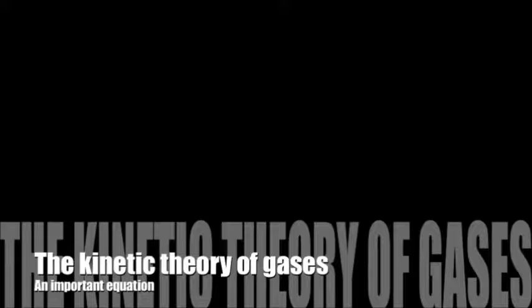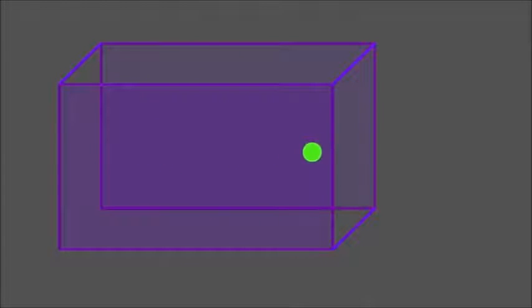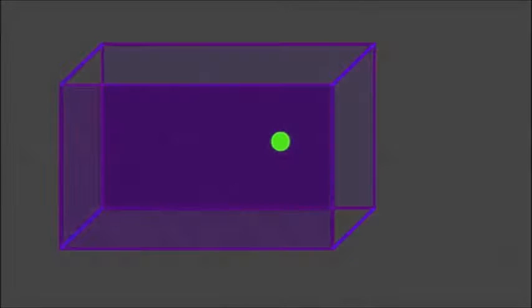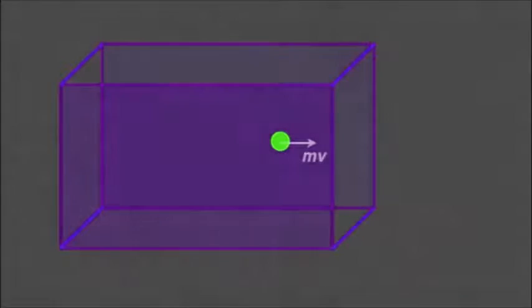The purpose of this video is to derive an equation relating the macro properties of a gas to the micro properties. In the first instance, imagine a single molecule rebounding backwards and forwards inside a box. If we freeze this molecule just a few moments before it hits the right-hand face of the box, the momentum of the molecule will be mv, where m is its mass and v its velocity.